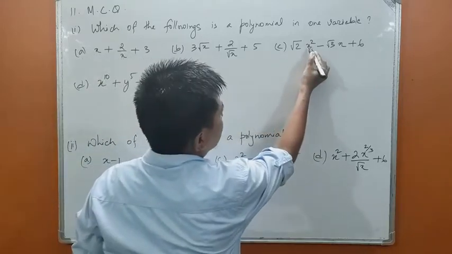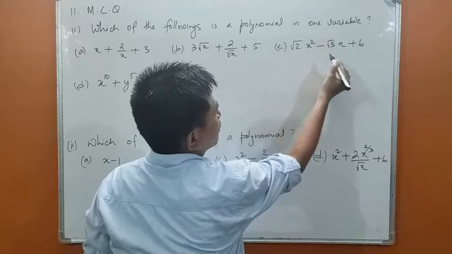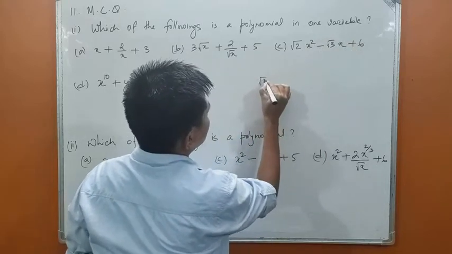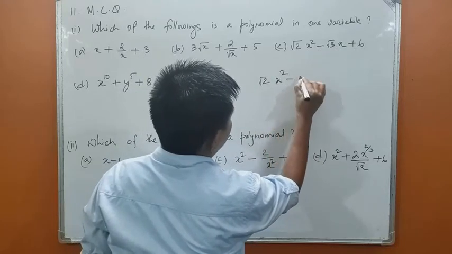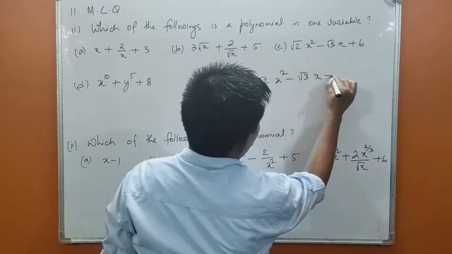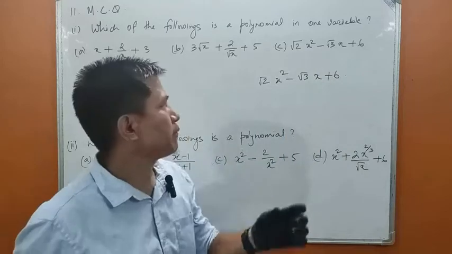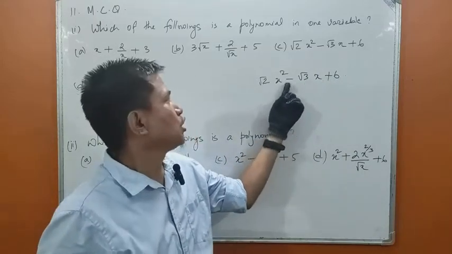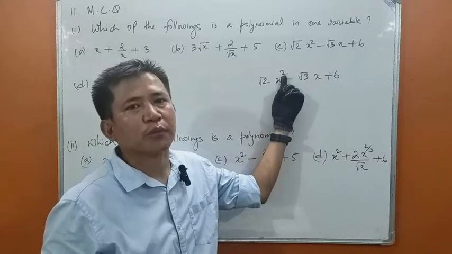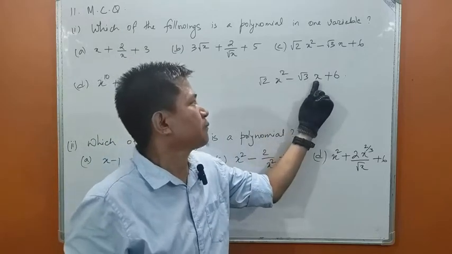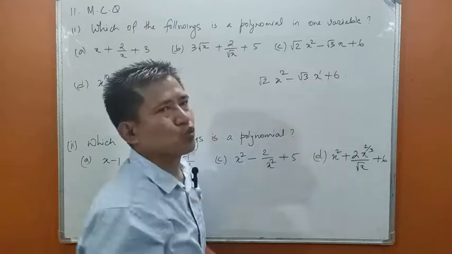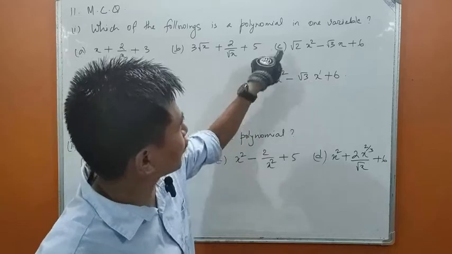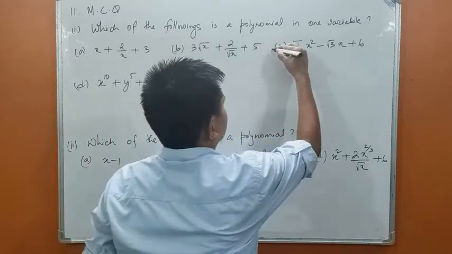Here the power of the variable x is 2, and here the power of the variable x is 1, isn't it? Root 2 x square minus root 3 x plus 6. Please remember, this root is only for 2 and this root is only for 3. So the power of x is 2, which is a positive integer, and here the power of x is plus 1, which is also a positive integer. So this is a polynomial. This is the correct answer.